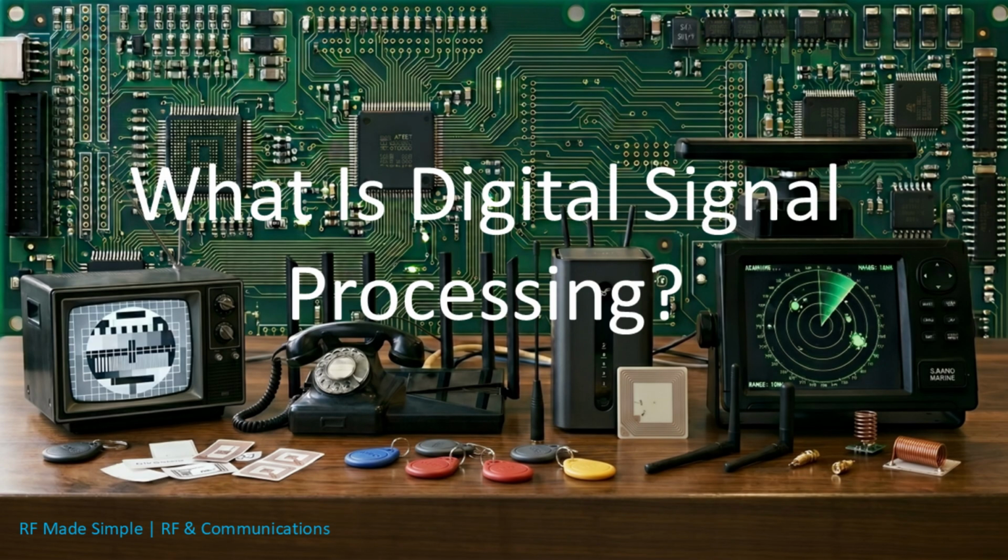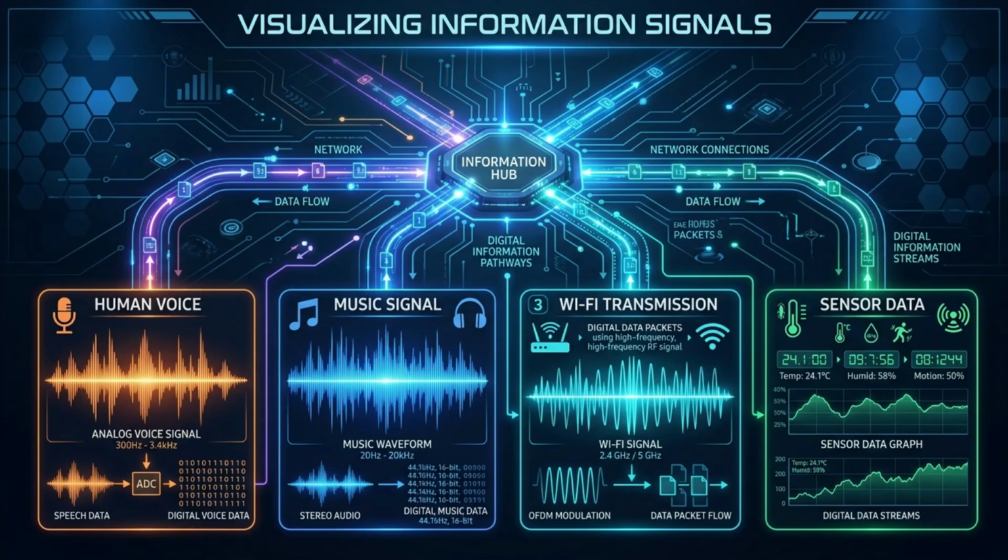Before we talk about digital signal processing, we first need to understand what a signal is. A signal is simply a way of carrying information. For example, your voice is a signal. Music played through headphones is a signal. A Wi-Fi transmission is a signal. Even the temperature measured by a sensor can be represented as a signal. Signals allow information to travel from one place to another. In engineering, signals are often represented as a waveform that changes over time.